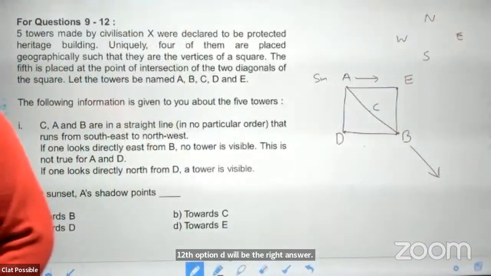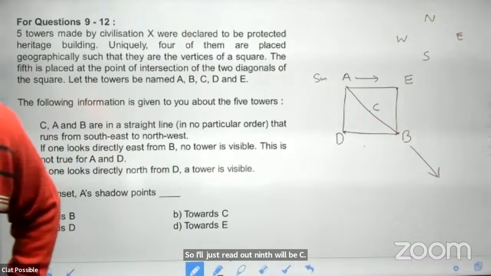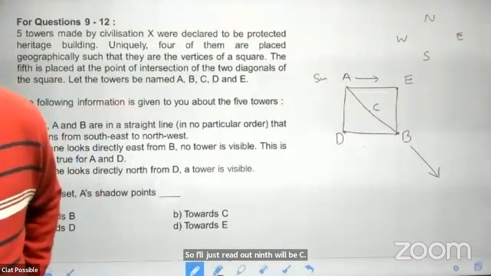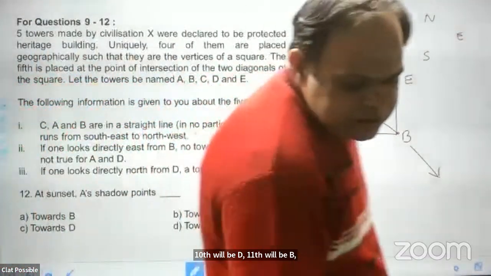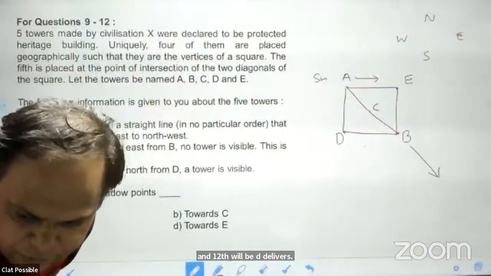So I'll just read out. 9th will be C, 10th will be D, 11th will be B, and 12th will be D. Just let me know whether this is okay. The case is clear to everybody.